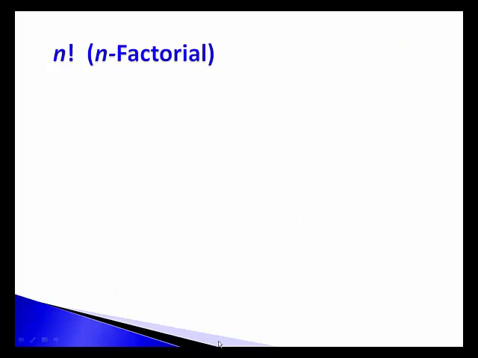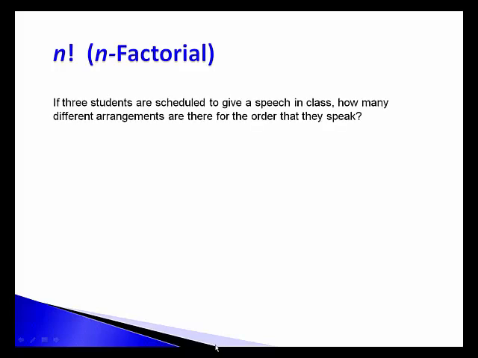It's what we call n factorial. That n with the exclamation point doesn't really mean n, it simply means n factorial. If 3 students are scheduled to give a speech in class, how many different arrangements are there for the order that they speak? You already know that this is 3 times 2 times 1. Well, here's what factorial means. When you have numbers that are multiplied together and they start and work their way all the way down to 1 and nothing is skipped, that's when you have 3 factorial. It's still equal to 6 just like it was before, but I want you to see this notation right here.